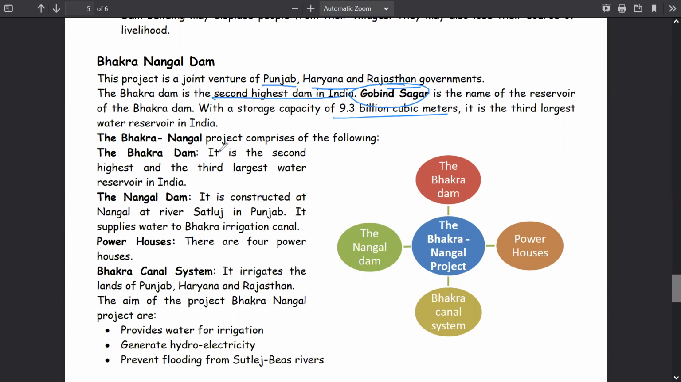So it comprises the Bhakra Dam and the Nangal Dam. It is built on the river Satluj in Punjab. And we have the powerhouses. Then we have the Bhakra Canal system. And let's scroll down.